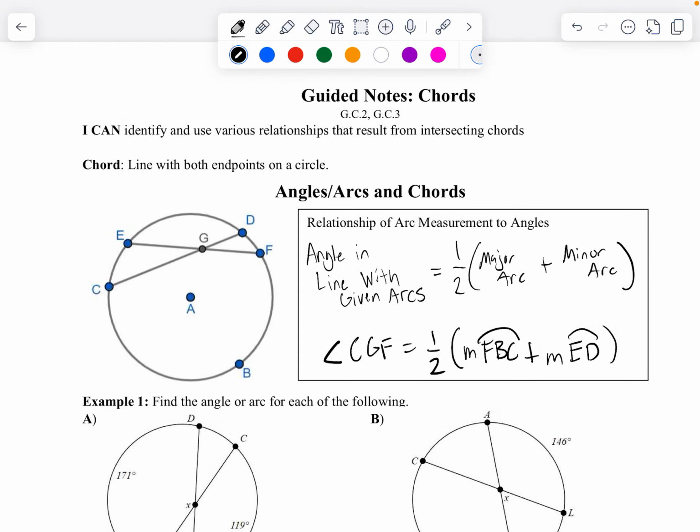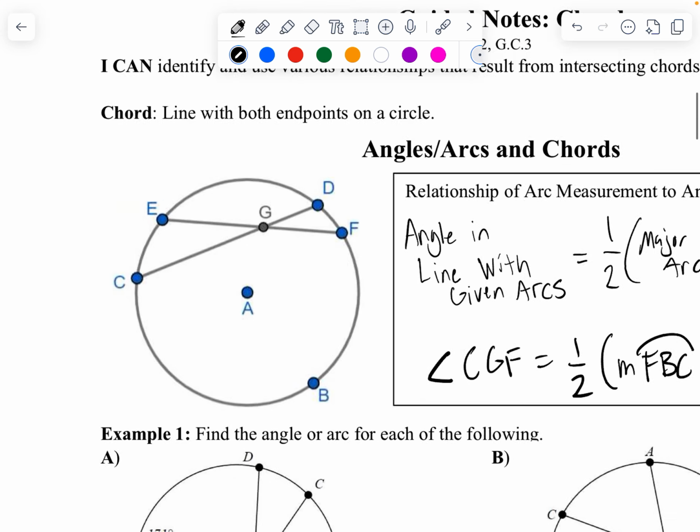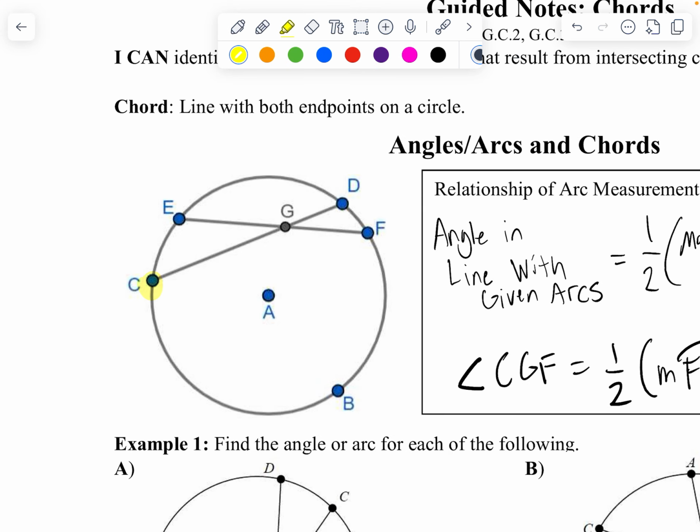Hello and welcome. So today we're going to be talking about chords with circles. Remember, a chord is essentially a line segment in a circle where both endpoints are on that circle. So C to D is an example of a chord in a circle.